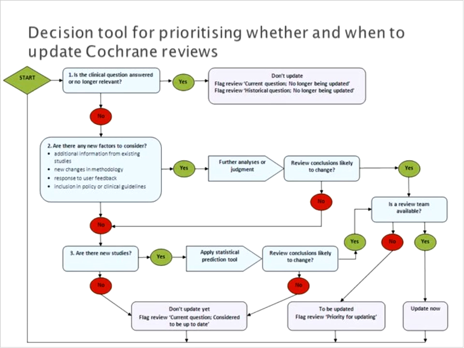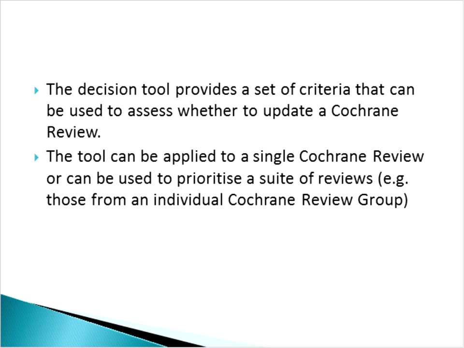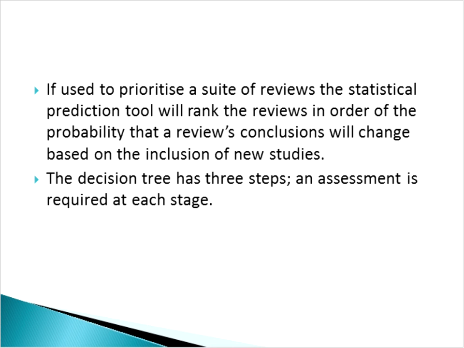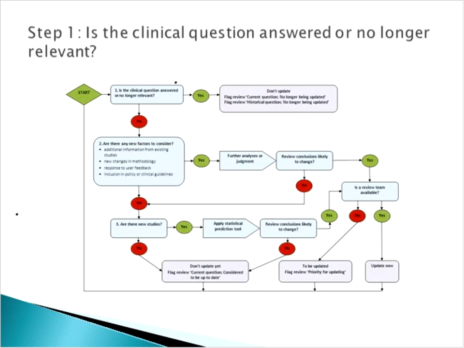There are 3 steps as part of the decision tool, so I'm going to talk you through each of the steps. Before I do that, it's important to say that this decision tool can be applied to a single Cochrane review, or it could be used to prioritise a suite of reviews, for example those from an individual Cochrane review group. If it's used to prioritise a suite of reviews, then the statistical element of the tool will rank the reviews in order of the probability that a review's conclusions will change based on the inclusion of new studies. And as I said, the decision tool has 3 steps, and an assessment is required at each step.